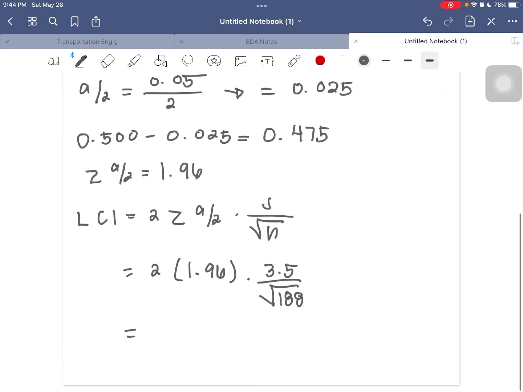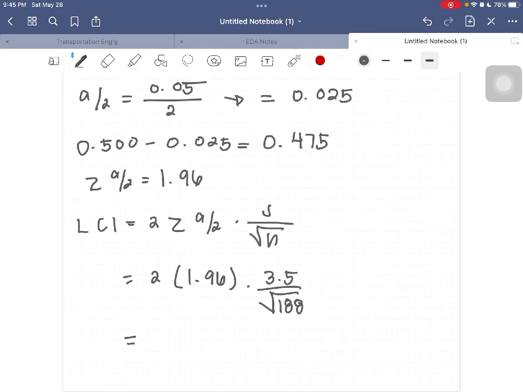So, ang next step ay ipag-times lahat ng nasa taas. So, 2 times 1.96 times 3.5. At ang kalalabasan nun ay 13.72 over itong square root ng 188. So, the next thing we need to do is to divide 13.72 sa square root ng ating 188. At kapag nasolve na natin yan, ang kalalabasan ng ating LCI ay 1. At ito na ang ating final answer.